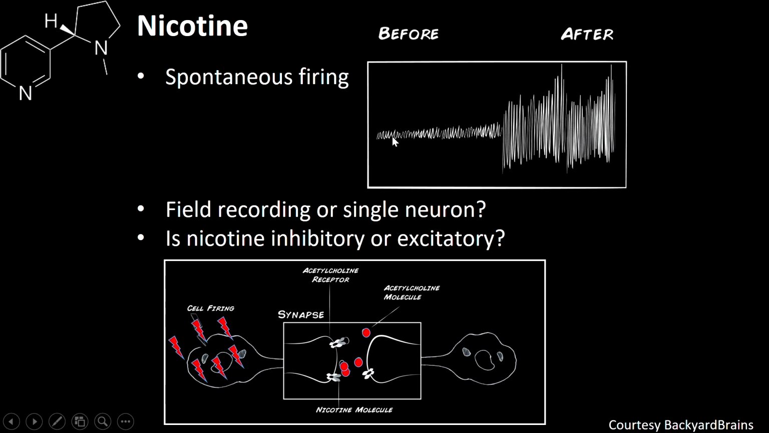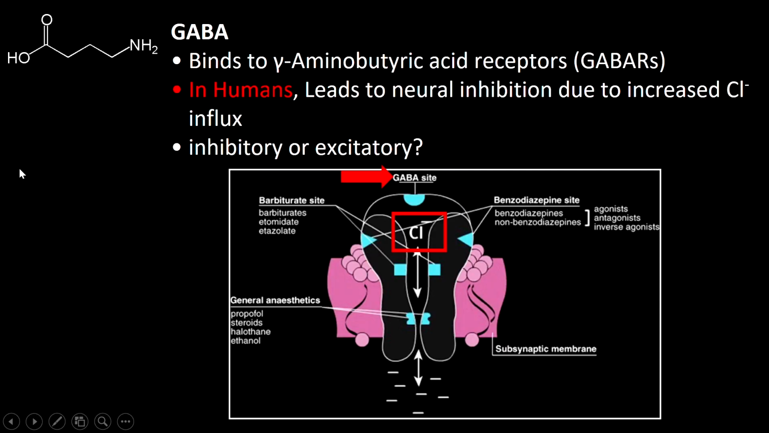And I want to ask you about this recording: is this a field potential recording or a single neuron recording? The answer is this is a field recording, because you see the amplitude change. So here is how acetylcholine and nicotine work in the insect. This is the neuron of the insect. On the neuron, you have this acetylcholine receptor, and that receptor will bind either acetylcholine or nicotine. After they bind, they let Na get into the cell, and this neuron is going to fire.